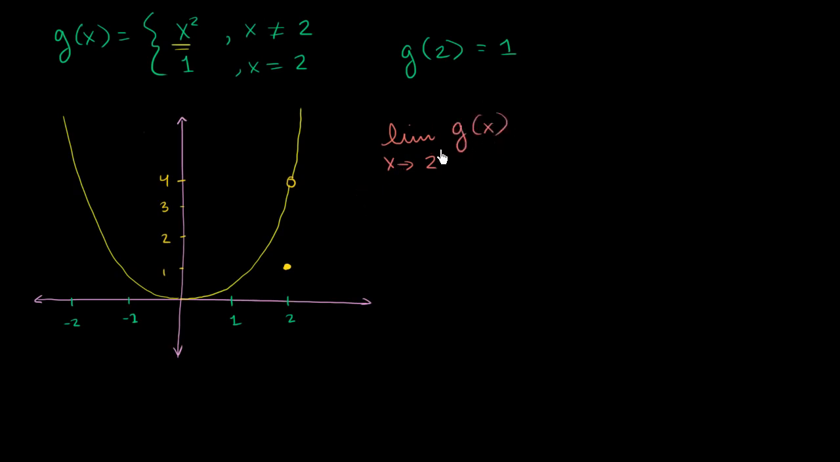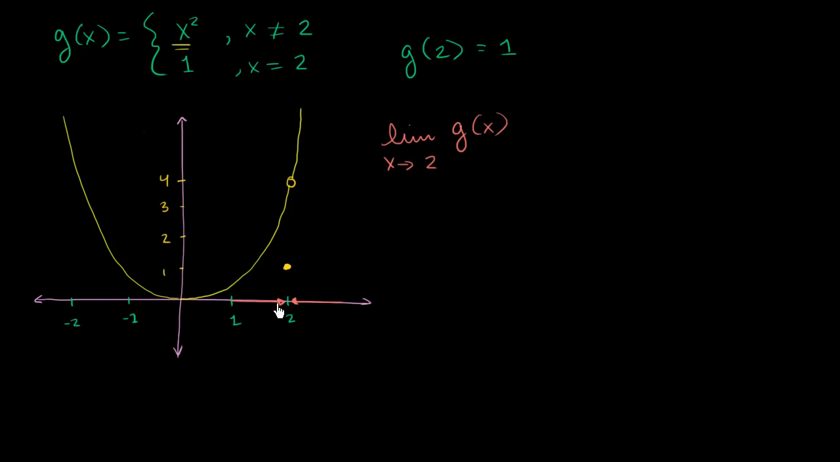Once again, fancy notation, but it's asking something pretty simple. It's saying as x gets closer and closer to 2, and this isn't a rigorous definition, we'll do that in future videos, what is g of x approaching?